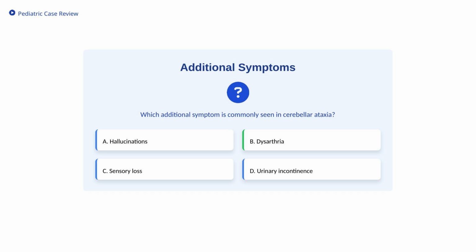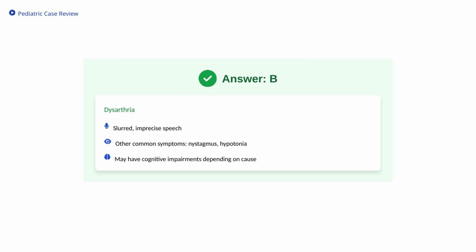Beyond the main triad of symptoms, which additional symptom is commonly seen in children with cerebellar ataxia? Is it A. Hallucinations, B. Dysarthria, C. Sensory loss, or D. Urinary incontinence? When examining a child with suspected cerebellar ataxia, which test specifically evaluates for dysdiadochokinesia? Is it A. Finger-to-nose test, B. Rapid alternating movements, C. Romberg test, or D. Heel-to-shin test? The correct answer is B.